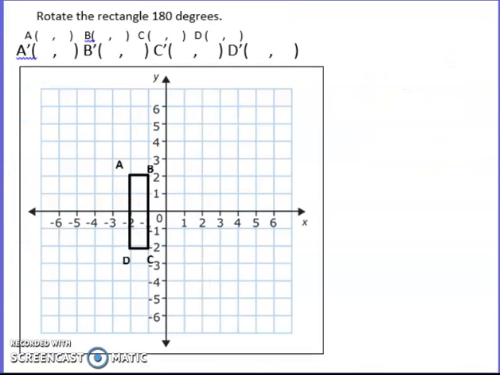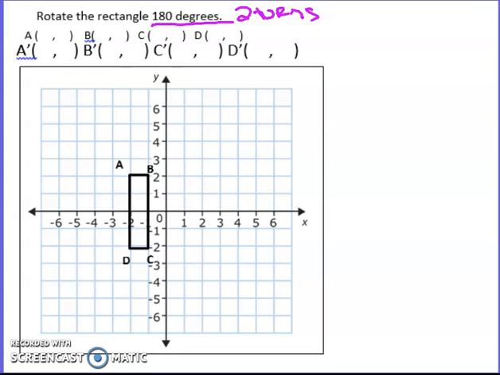For my second example, rotate the rectangle 180 degrees. Now, if you notice, it only gives us a degree. It doesn't give you a direction. We know that 180 degrees means we're going to turn it twice.